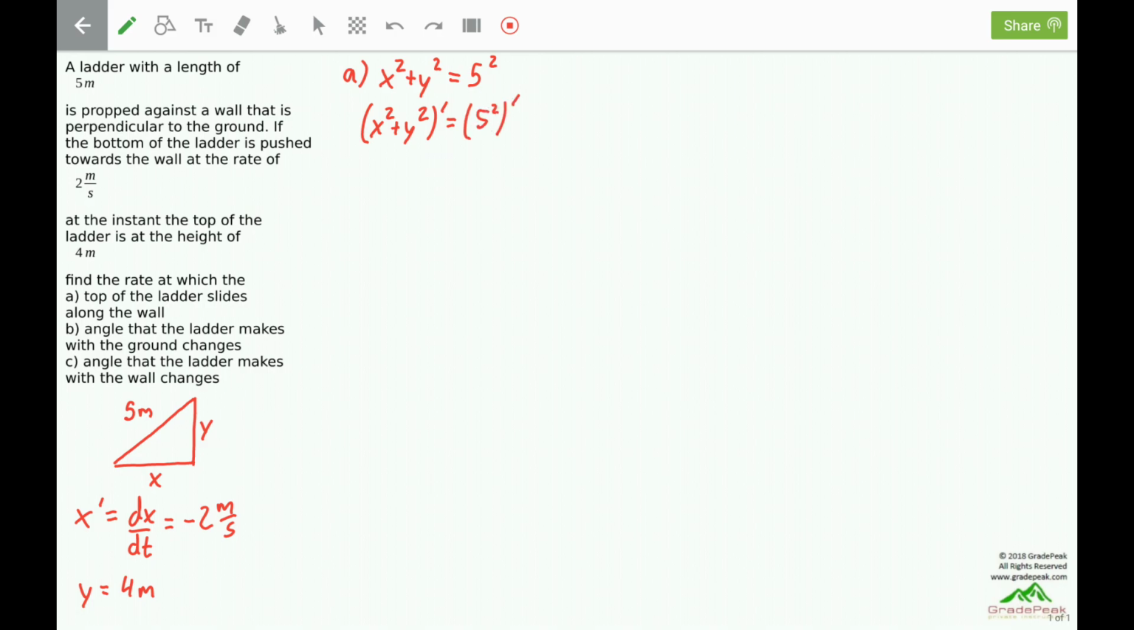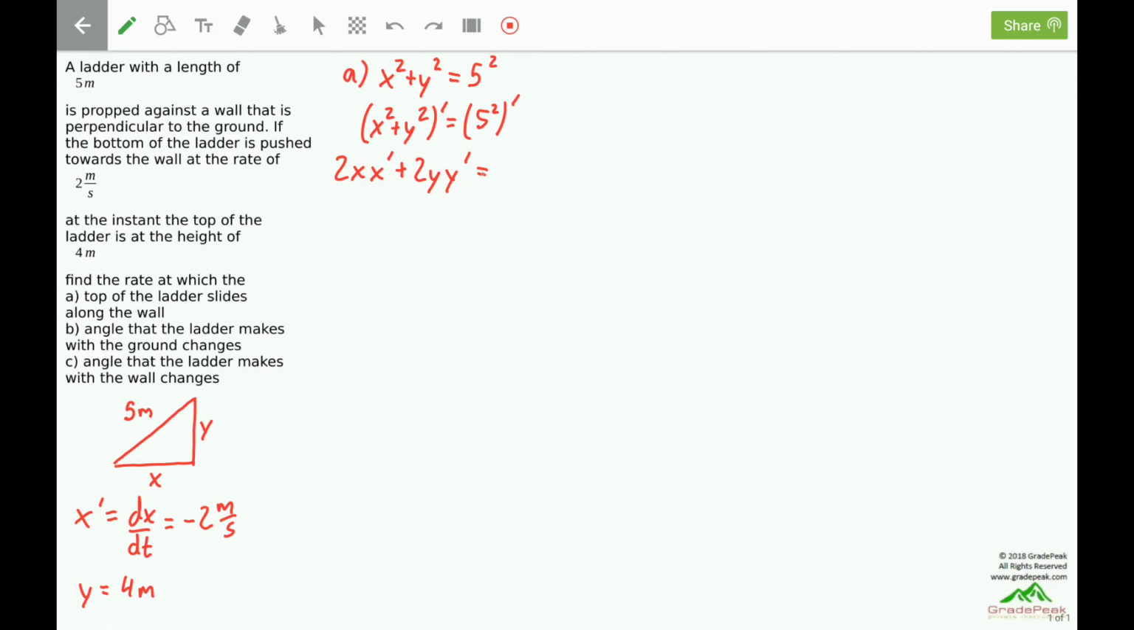Every variable is implicit with time, so when we take the derivative, every variable will get a prime due to the chain rule because of implicit differentiation. So the first term, x squared, will be a power rule. Bring the power down, subtract 1 from it, and then multiply by the derivative of the inside to complete the chain rule. There's the x prime for that one. The second term is a power rule. Bring down the power, subtract 1 from it, then multiply by the derivative of the inside. There's the y prime for that one.